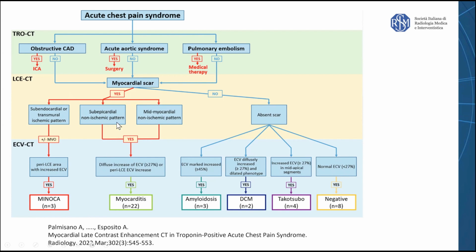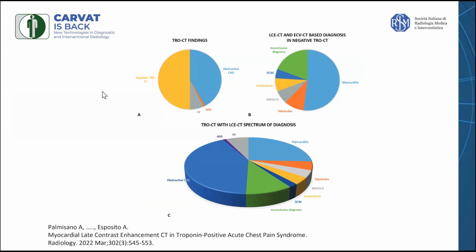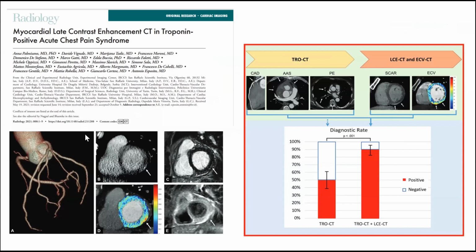we can differentiate different kinds of diagnosis in this patient. Obviously, the most frequent are myocarditis and MINOCA, and obviously the ischemic ones. Differentiating different diagnoses in these patients allows us to increase a lot the diagnostic rate of the CT performed in the acute setting and performed in the emergency department, or also of a simple coronary CTA in the emergency department.